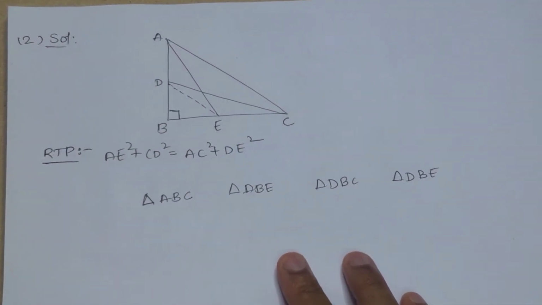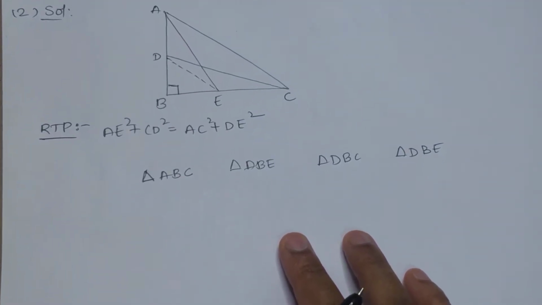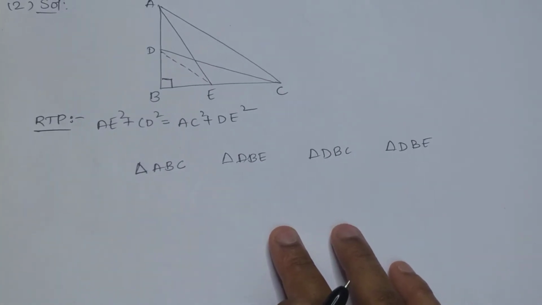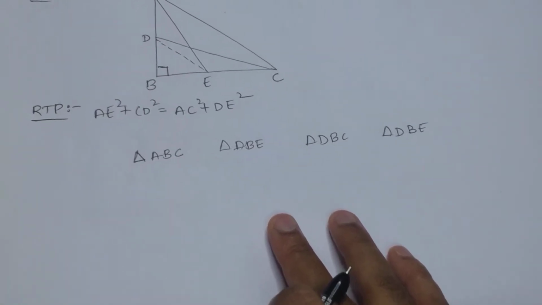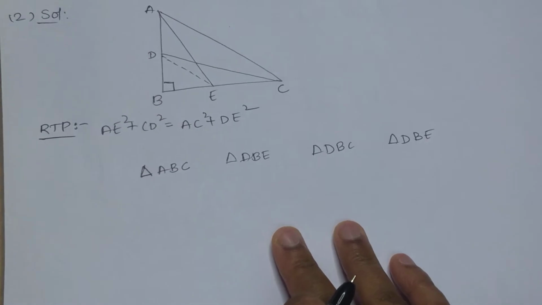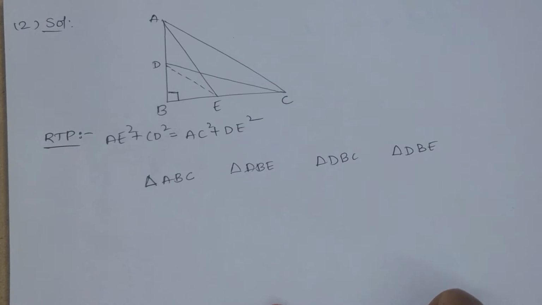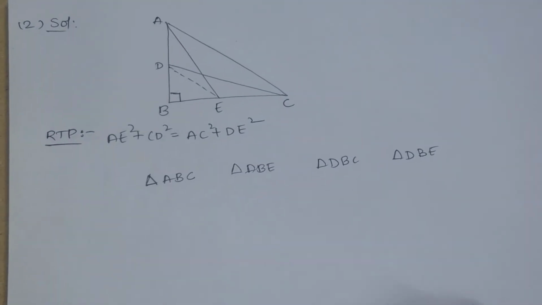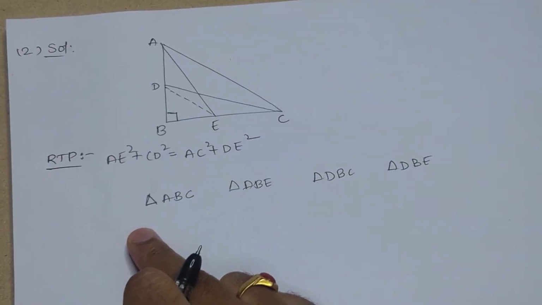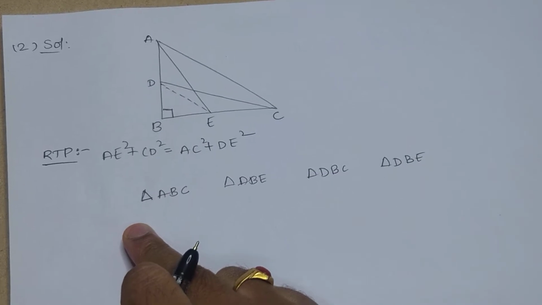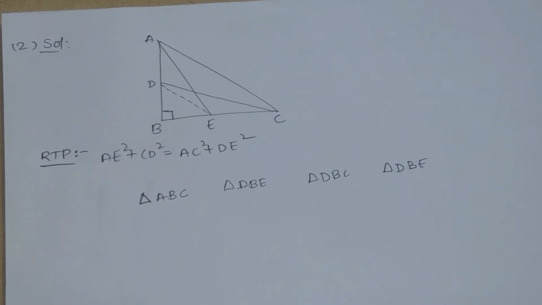And what does theorem 8.8 state? Theorem 8.8, that is Pythagoras theorem, states that in a right angle triangle the square of the hypotenuse is equal to the sum of the squares of the other two sides. Correct? So the theorem we have proved that. So I am taking the point from theorem 8.8 that in a right angle triangle the square of the hypotenuse is equal to the sum of the squares of the other two sides. Now let's apply the theorem here.